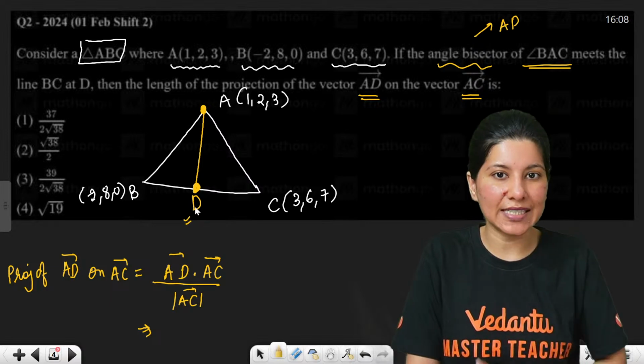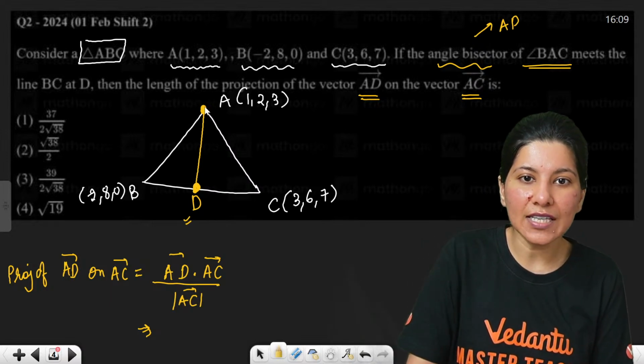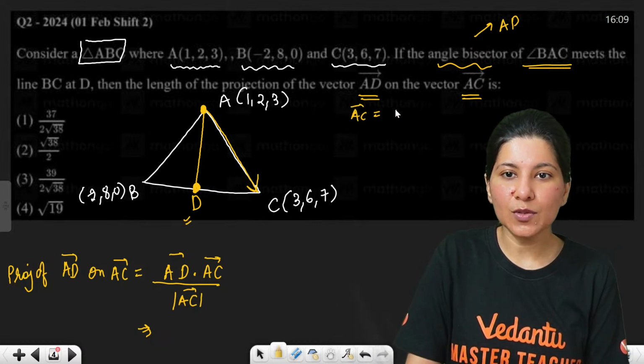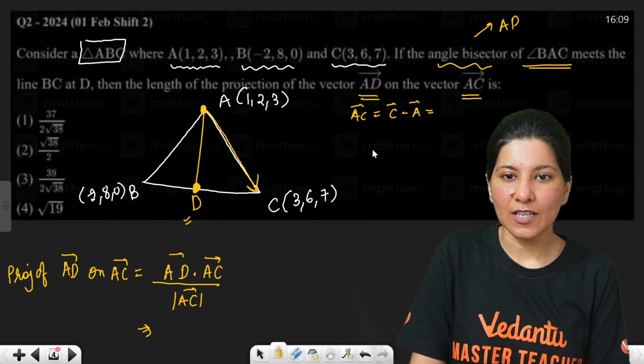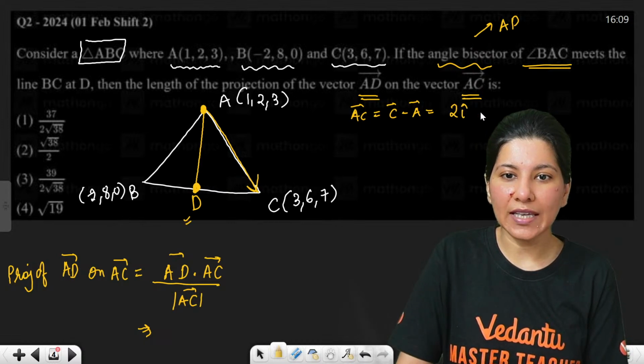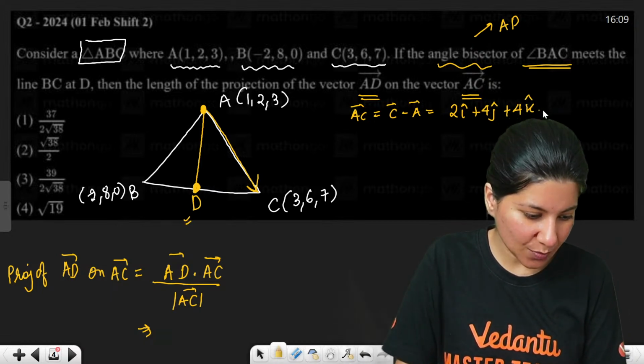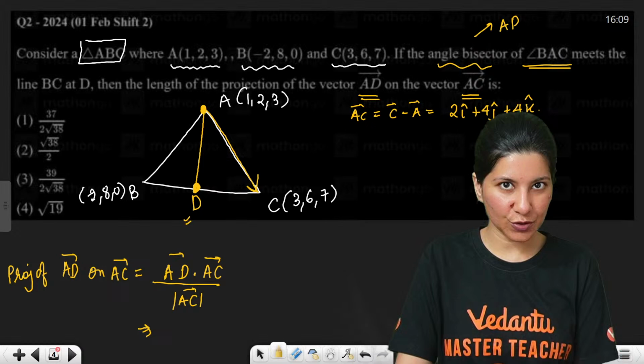Let's talk about AC. Do we have the AC vector? Yes, ma'am, the AC vector is very much clear. AC vector is going to become C vector minus A vector. So 3 minus 1, 2 I cap. 6 minus 2, 4 J cap. 7 minus 3, 4 K cap. Correct? Statistics and probability, yes Tom, absolutely we are going to do that.